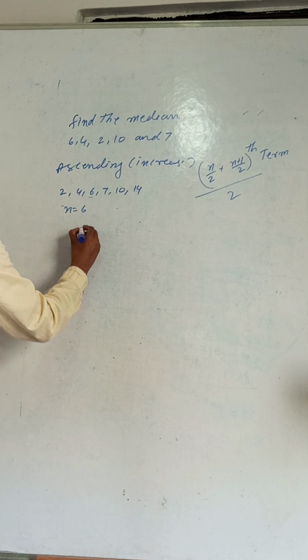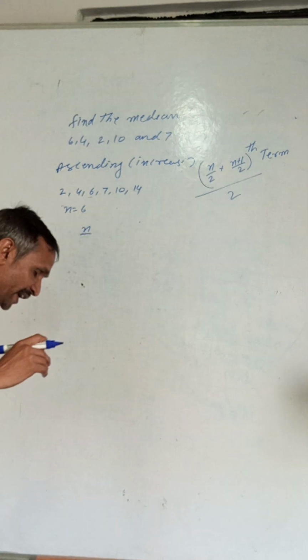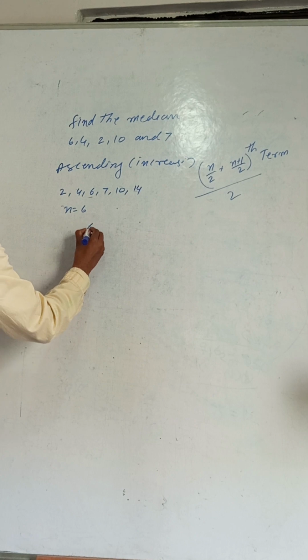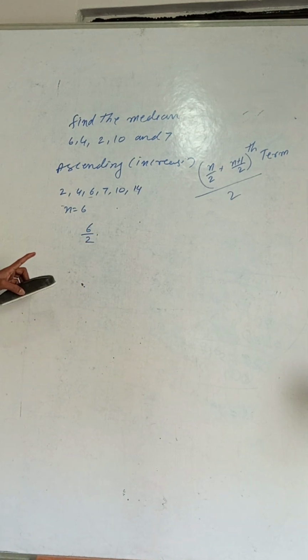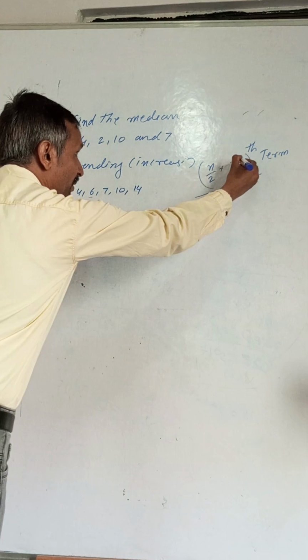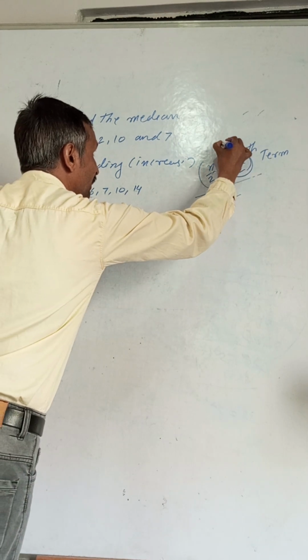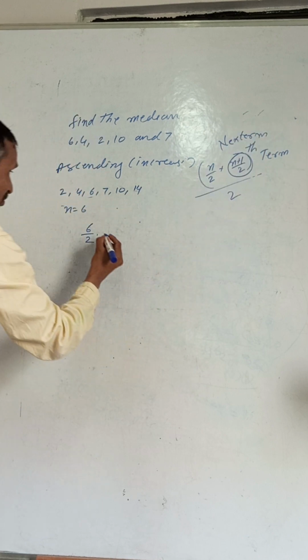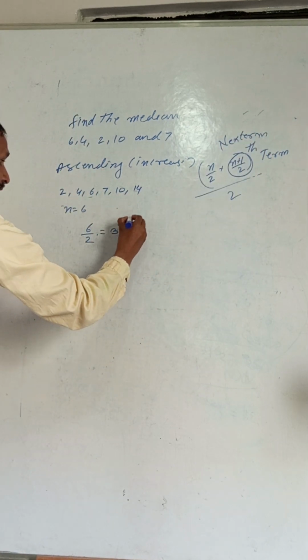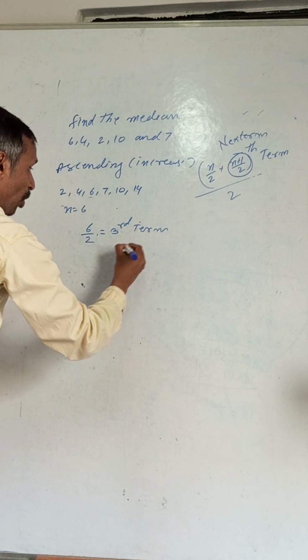So our formula is what? n by 2 means 6 by 2, and the next term of that. This is the next term. Next term means what? Third term. Here third term and fourth term.